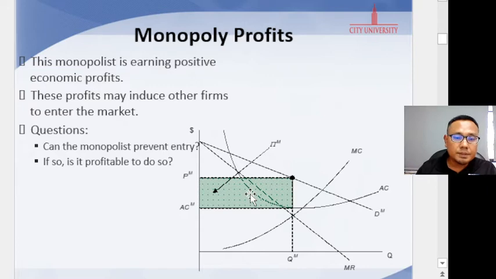Okay, so question, can the monopolist prevent the entry? That's the question that we have to answer, and one of the strategies that we can use is limit pricing. But as we discussed earlier, they involve an economic trade-off. So is it profitable to do so or not? If you have a strategy to prevent the new entry, is it profitable to do or not? Okay.